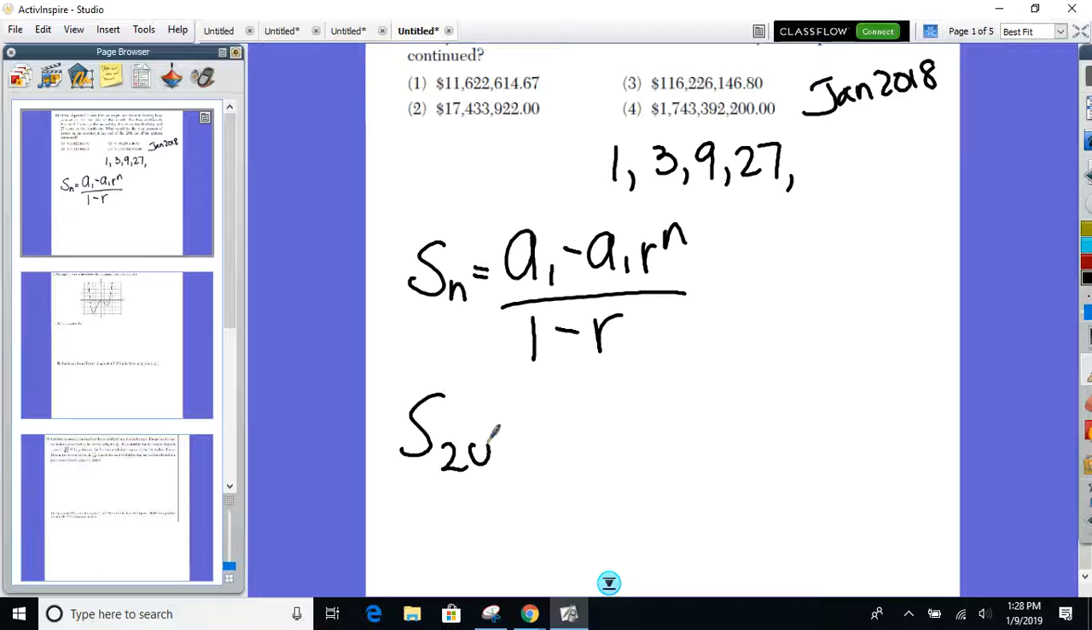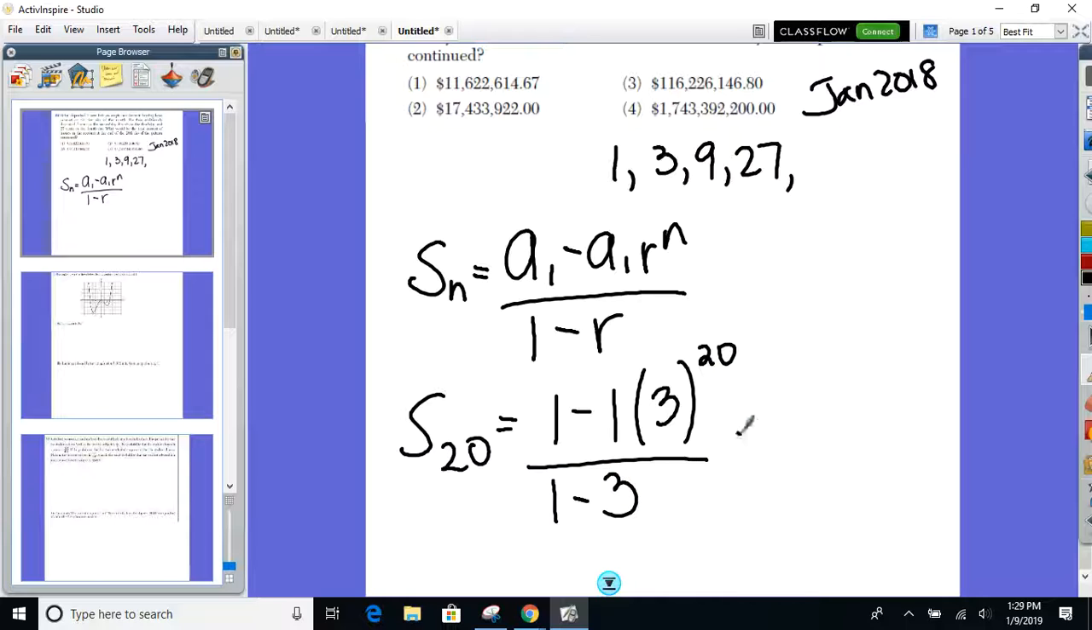So the sum of the first 20 terms, you guys help me here. A1, that's the first term, 1. Minus 1 to the... anybody remember what the r was called? That's your common ratio. What am I multiplying by again? Multiplying by 3. So that's your r value. So 1 times (1 minus 3 to the 20th), all over 1 minus 3.